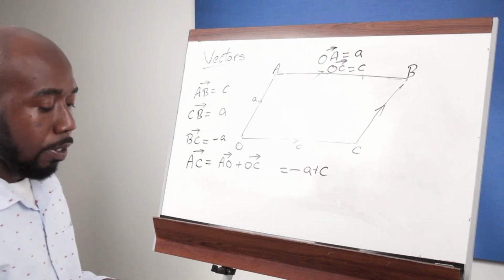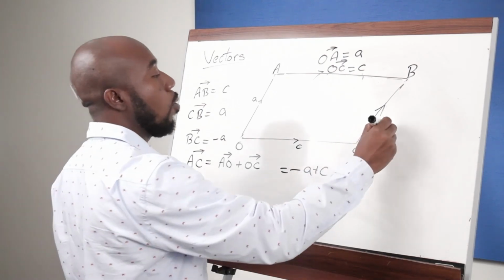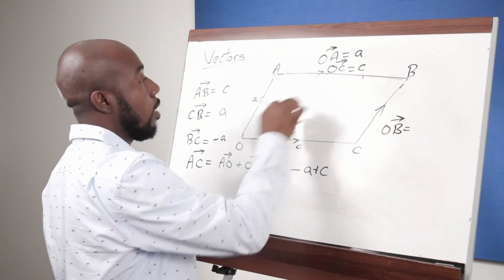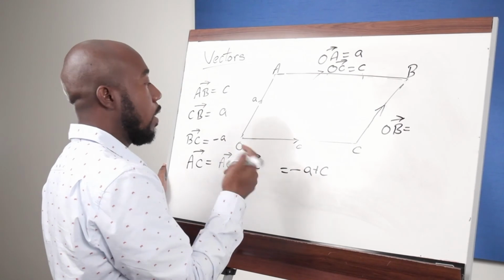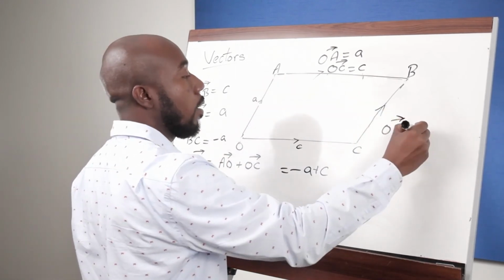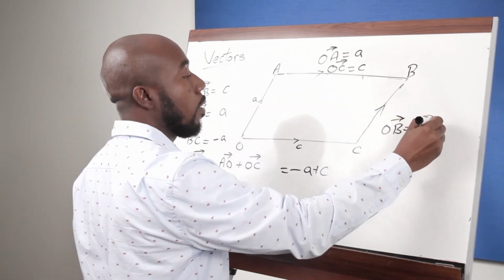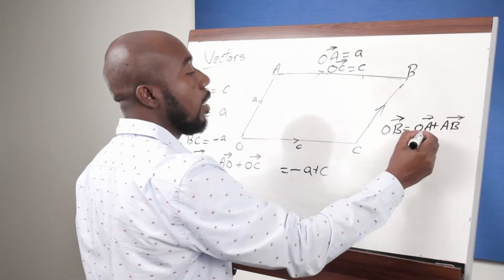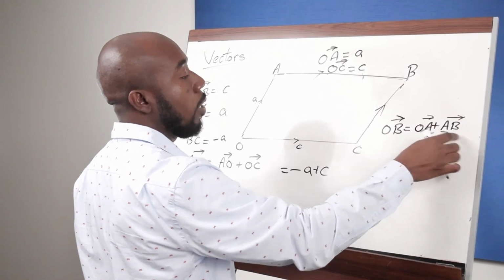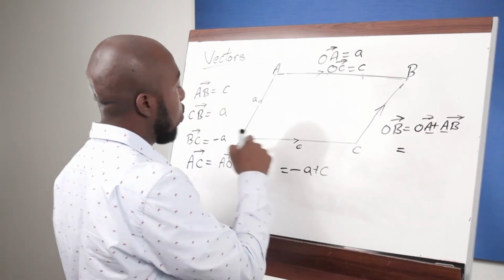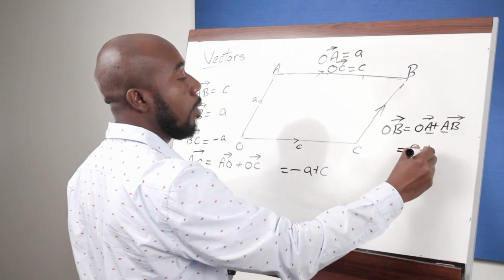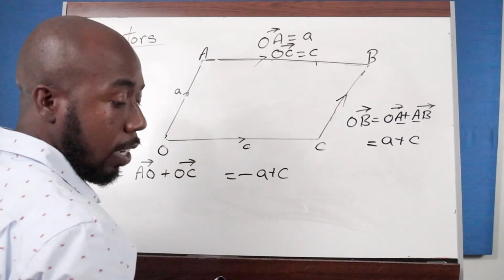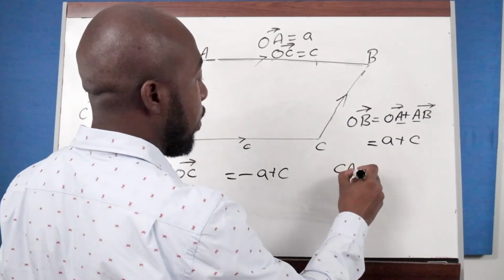Two more. We want to find OB. So we want to get from O here up to B. You can go very simple. We go from O to A plus from A to B. Again, you see the two in the middle are the same, so O to B, which is what we want. O to A is A, plus A to B is the same C, so just A plus C.